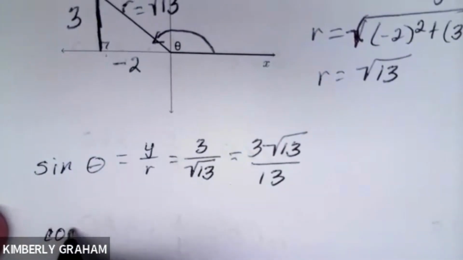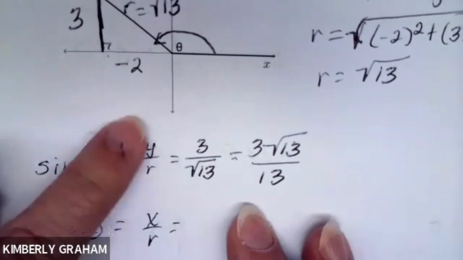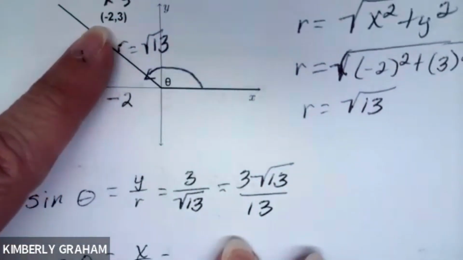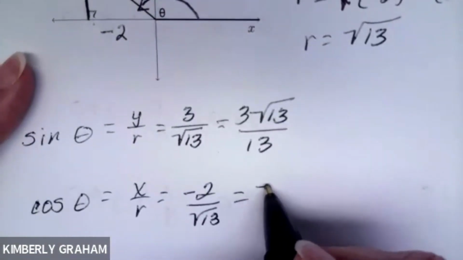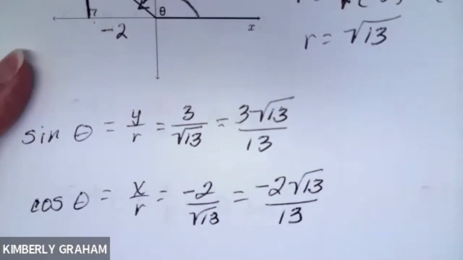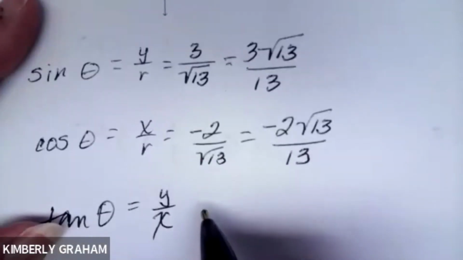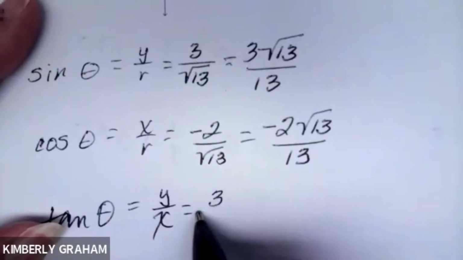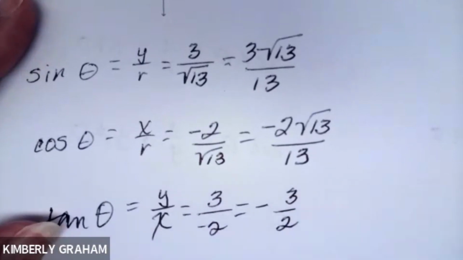All right, cosine of theta is x over r. And my x value is -2. So I have -2 over the square root of 13. Rationalize my denominator. I have -2 times the square root of 13 over 13. And then tangent theta is y over x. So 3 over -2, so that's -3/2.